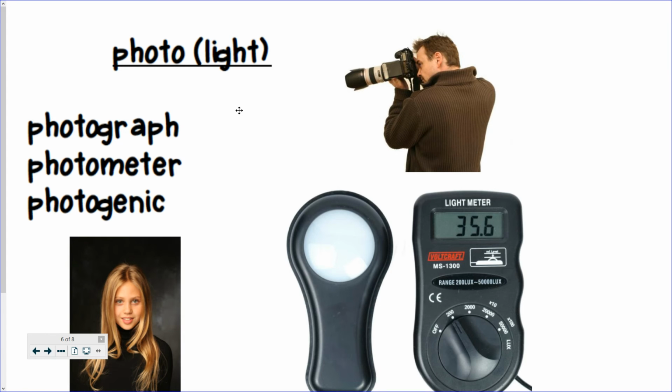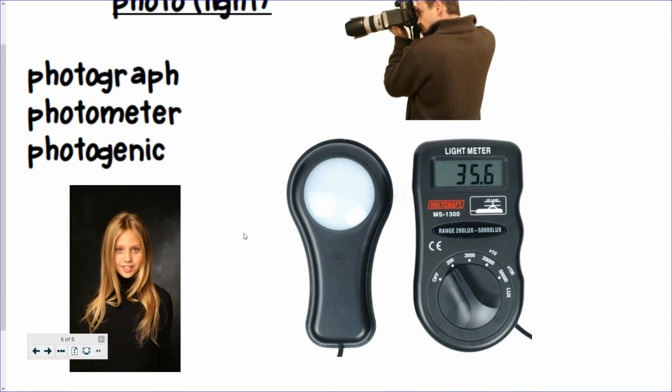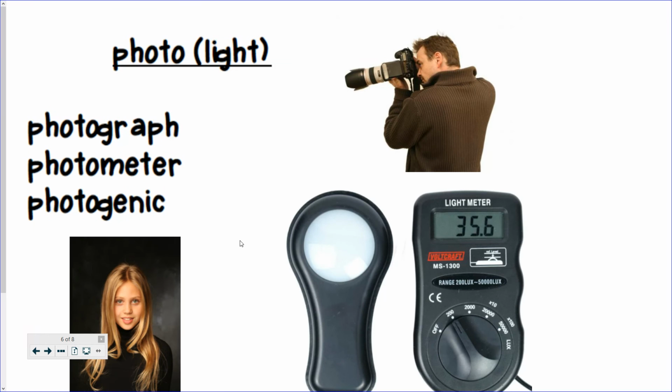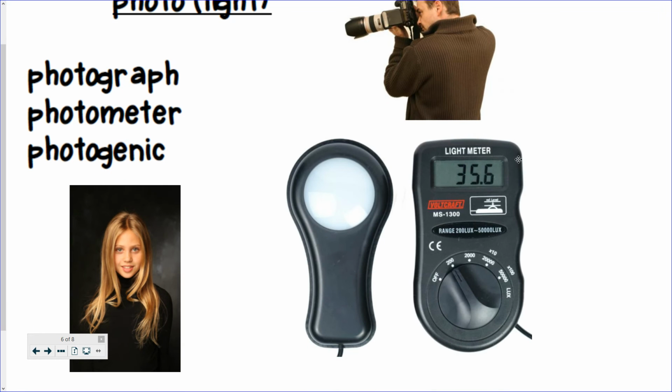Photo means light. So a photograph is just like a piece of paper that gets exposed to light and is very light sensitive. It writes down all the light sensitivity and it makes a photograph like a picture here. So photometer, a meter measures. So it measures the amount of light right here.